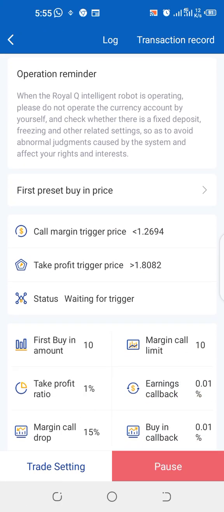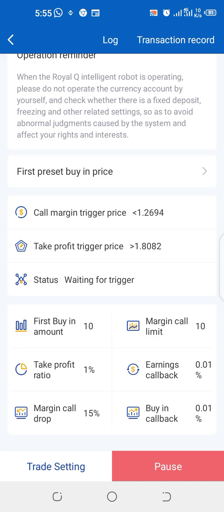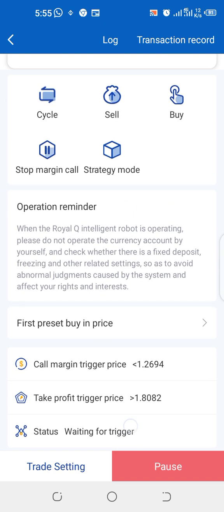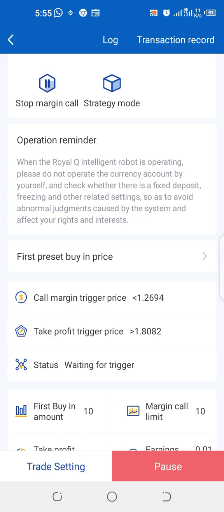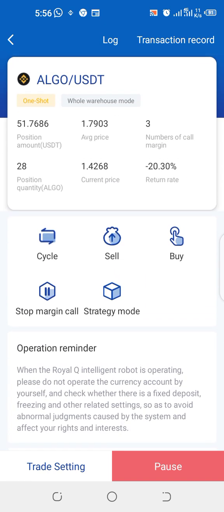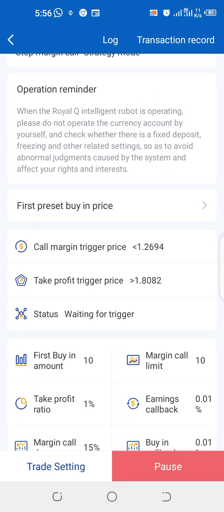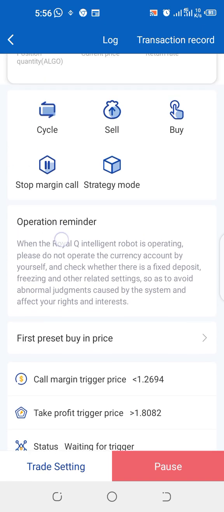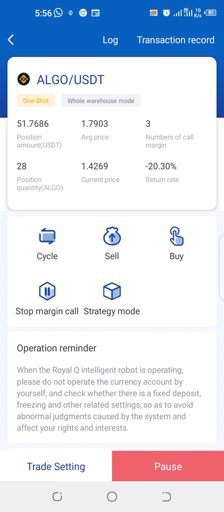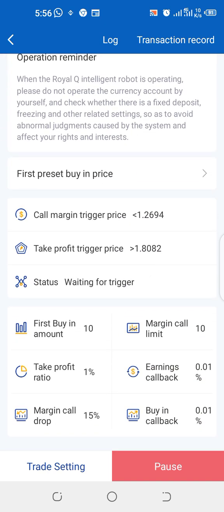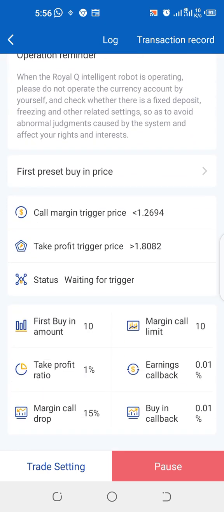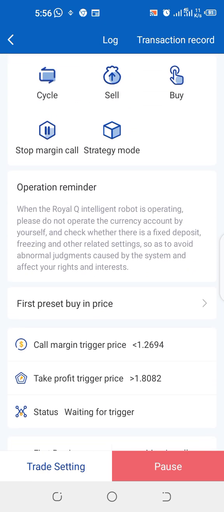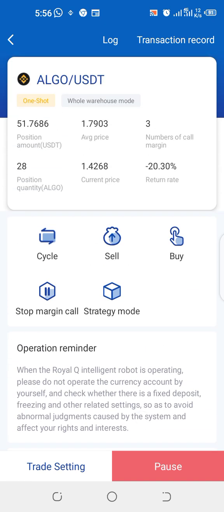Okay, then you can also see the current call margin trigger price. That means the next price at which it's expected to buy some more coins. Currently, the coin Algo is 1.4268 USDT. If it drops to 1.2694, it's going to buy some more. If it rises to 1.8082, it's going to sell everything. Average cost price 1.79. And of course, my take profit percentage or ratio is 1%. So that's why it's planning to sell at 1.8082 and above.